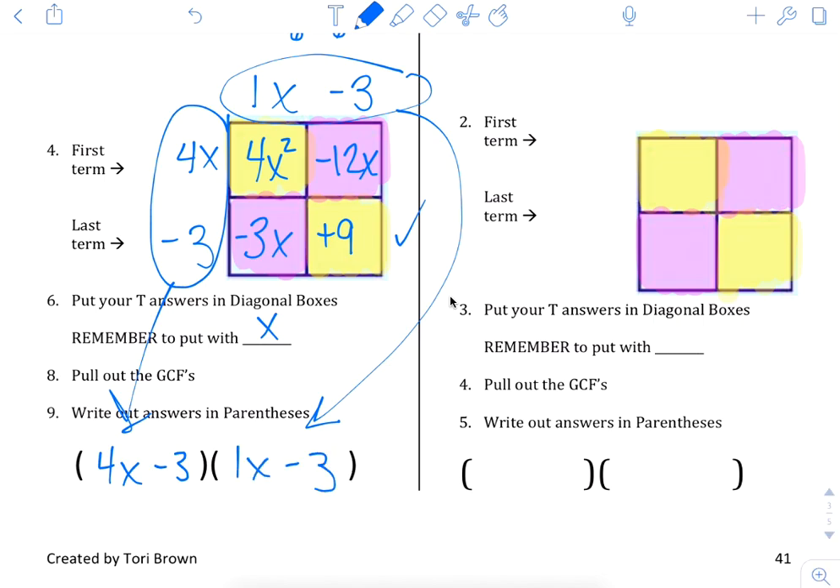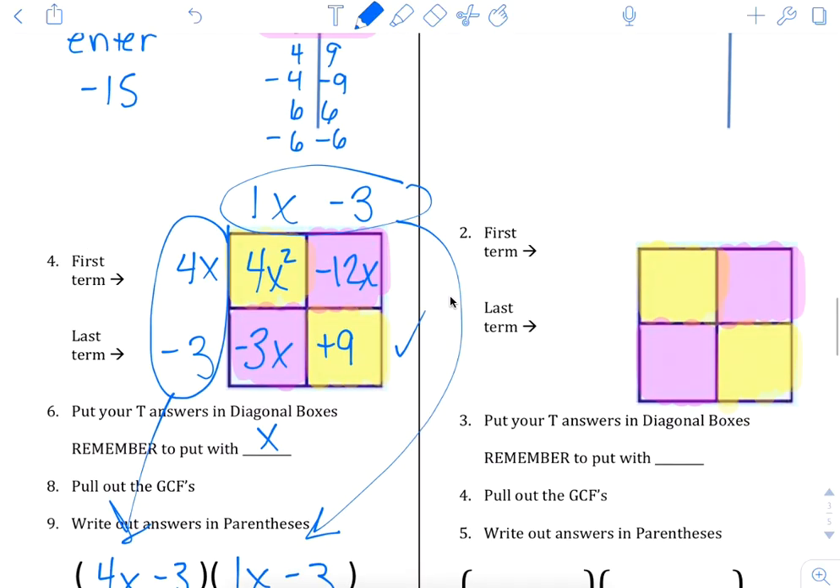Okay? All right, we're going to do one more. Go back up to the top.